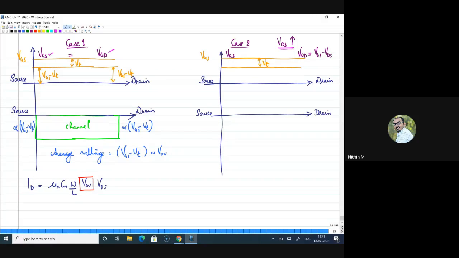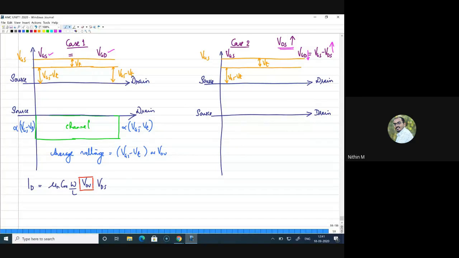Now what is happening here? VDS is increasing, and in turn VGD is reducing. Right. Since VGD is reducing, the available voltage in the channel is in fact reducing. So how should I mark it? At the source end, I have the same voltage I had previously, which is equal to VGS minus VT.